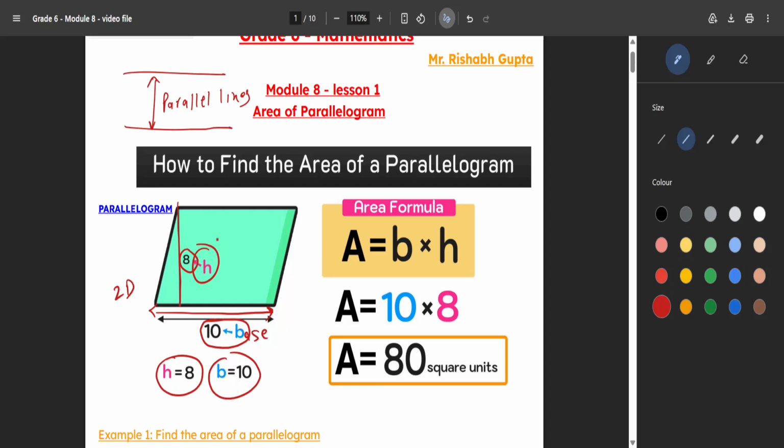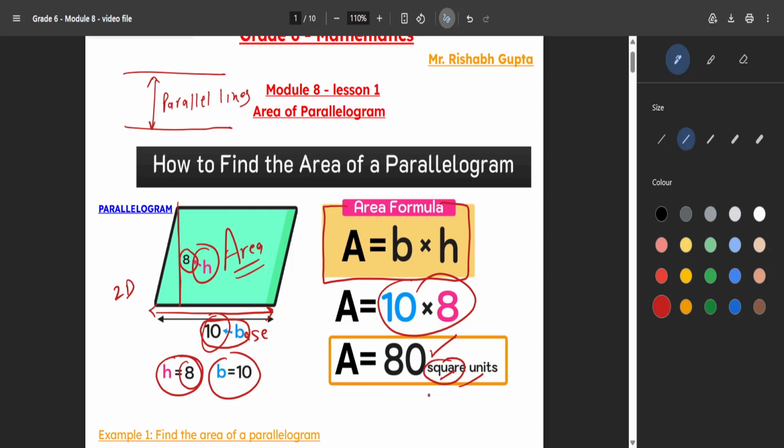Now there is some green space inside the parallelogram, right? We call it area. How will you find the area of a parallelogram? Multiply the two dimensions, the base and the height. So the formula for area of parallelogram is base times height. What is the base here? 10. What is the height here? 8. So 10 times 8 is 80 square unit.